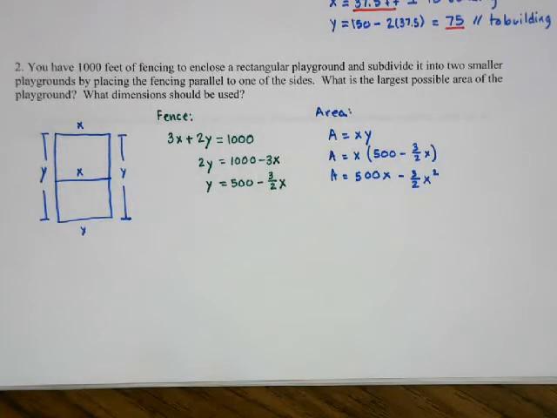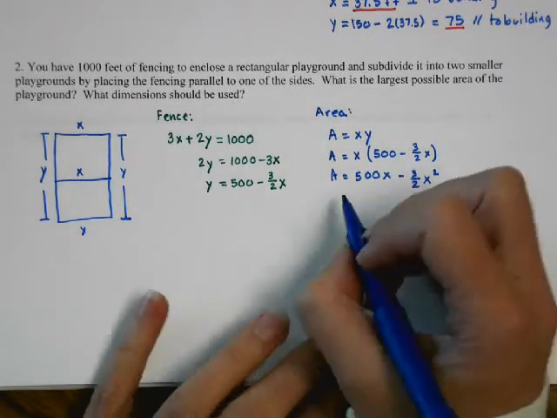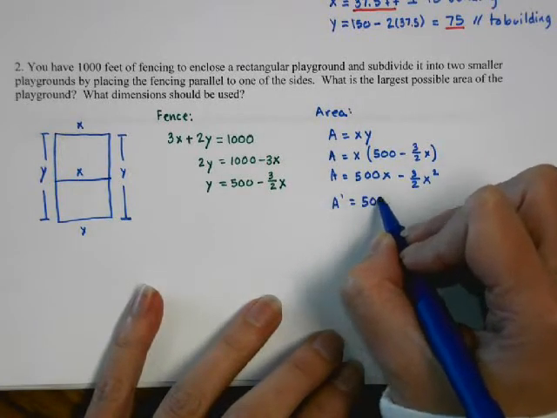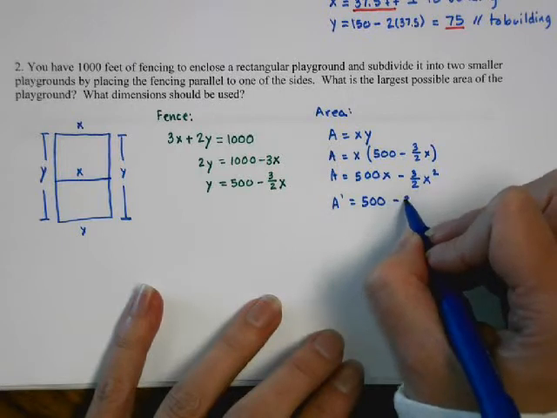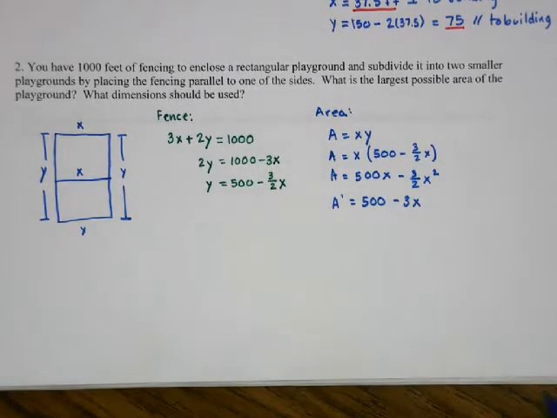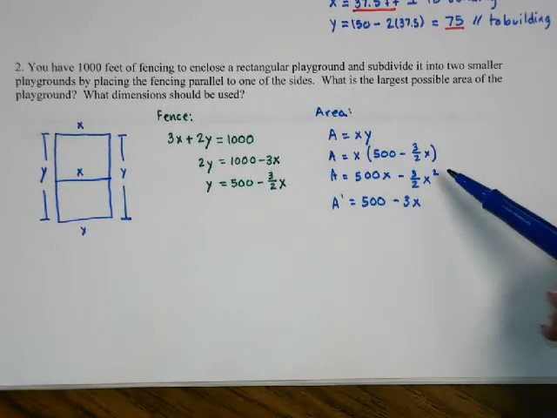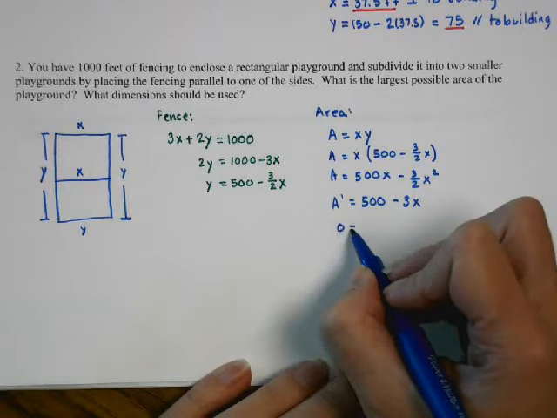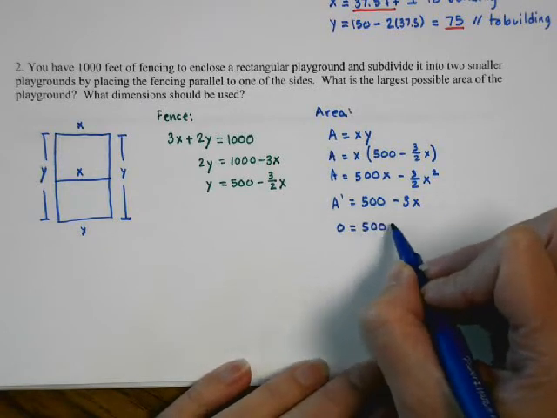Again we have an upside down parabola, so the maximum is going to occur at the critical point. So we'll take the derivative. We get 500, and if I multiply 3/2 times 2, we get 3. So we set this equal to 0 to find the critical point.